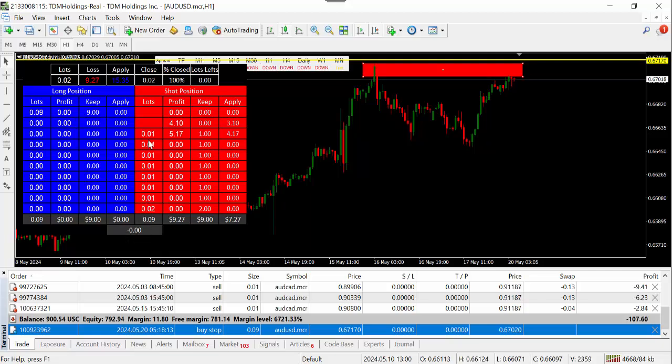You can see that now everything is balanced. We have 0.09 here, we have 0.09 here, everything here tends to become 0. So we can just make the arrangement of the lot size properly again.